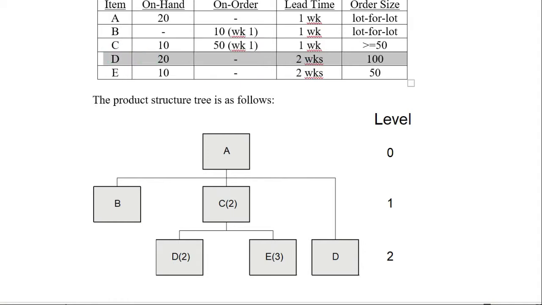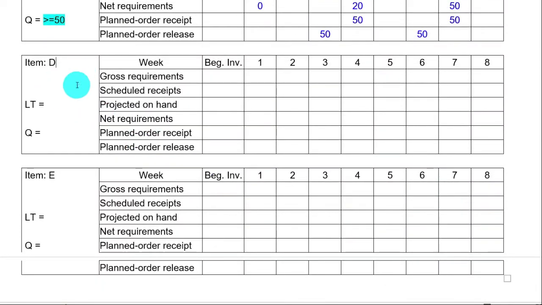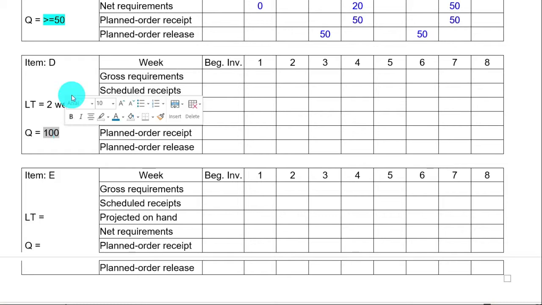Okay, this is item D. 2 weeks, 100. So let's fill out the form. Item D, 2-week lead time. Order size or lot size 100. 20 on hand, right? 0 on order.